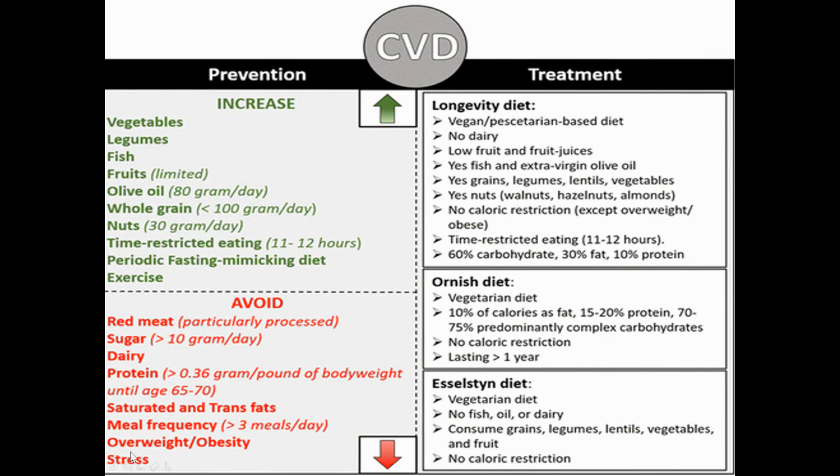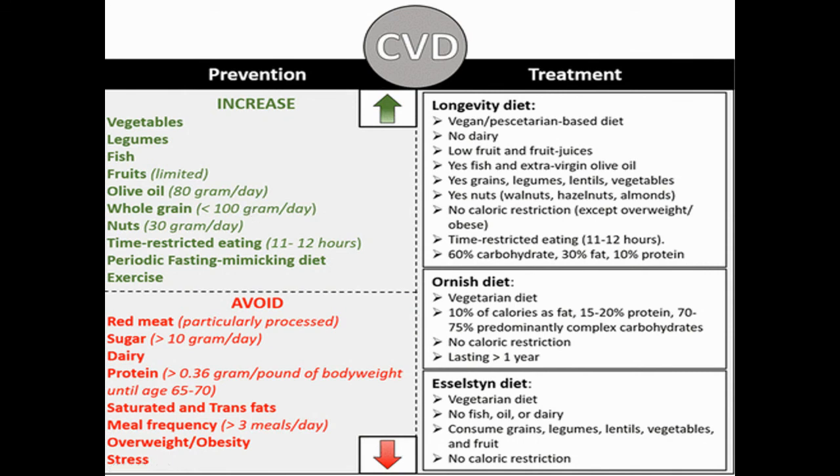And then you should avoid intake of saturated and trans fats. And then you should avoid frequent meals. Some people will be having 5 to 6 meals per day, so you should avoid these things. And then overweight and obesity, and stress, these things you should avoid to prevent cardiovascular diseases. And these items you should increase to prevent cardiovascular diseases.